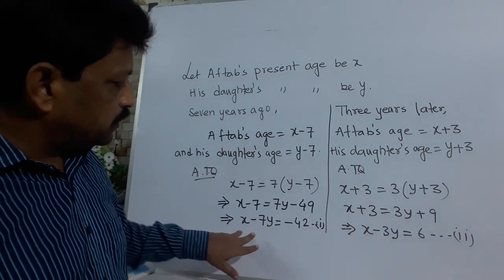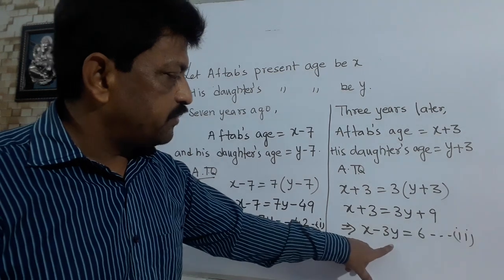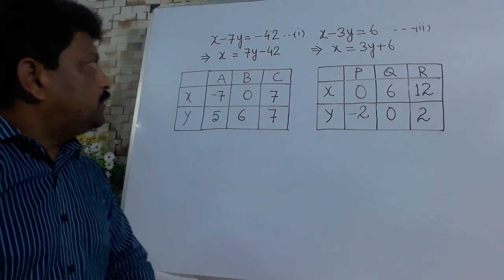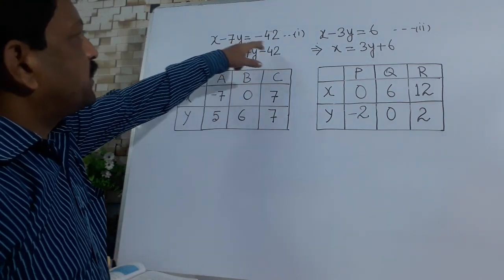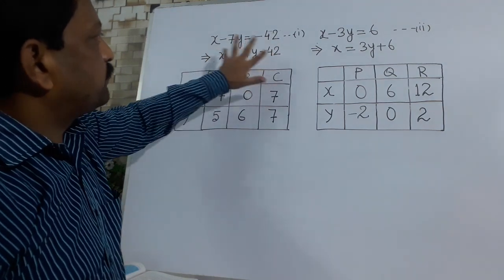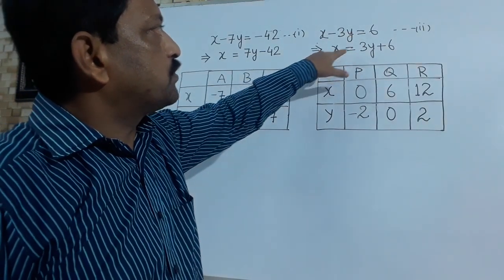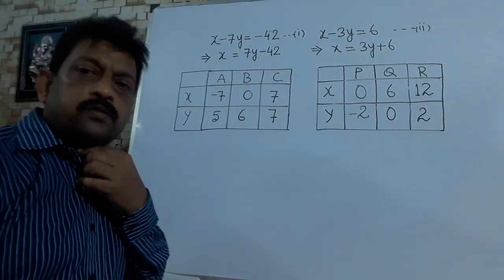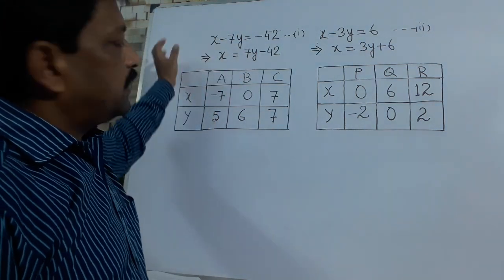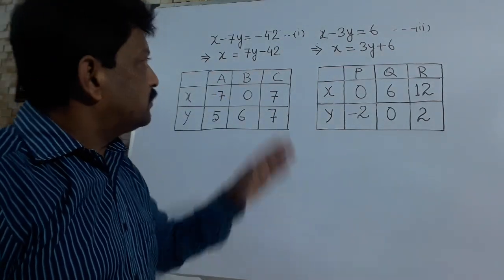So here I have two equations, x minus 7y equals minus 42 and x minus 3y equals 6. Now see here the two equations: x minus 7y equals minus 42, that is x equals 7y minus 42. Here x minus 3y equals 6, that is x equals 3y plus 6. While finding the solution set, it is advisable to keep one of the variables on the left hand side and take all the other things to the right hand side.